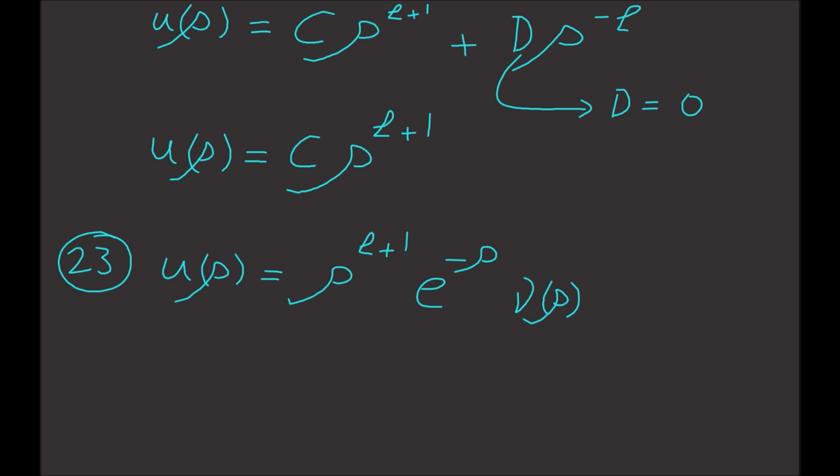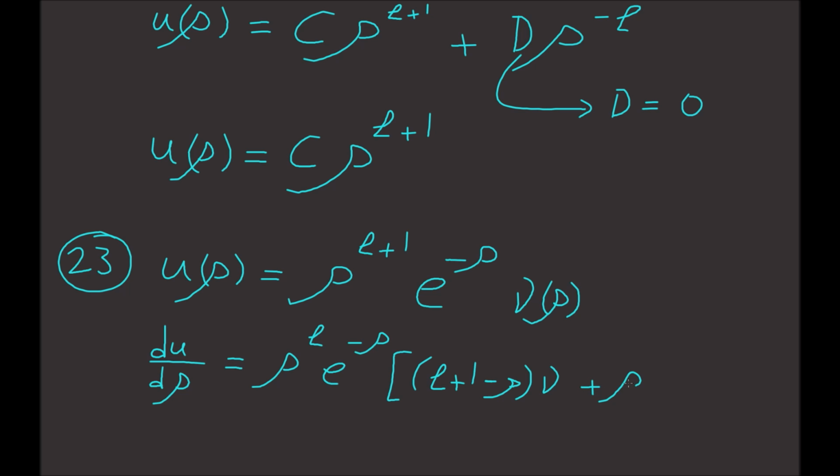Okay, so we're going to try to take one derivative. Let's take a derivative of equation number 23. So d u d rho is going to equal rho to the L times e to the minus rho times L plus 1 minus rho times nu plus rho times d nu d rho.